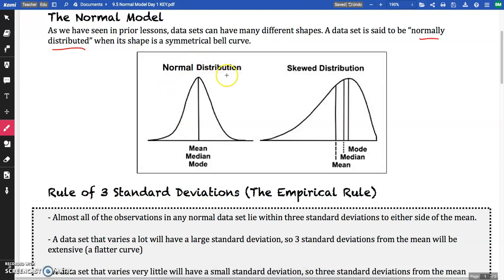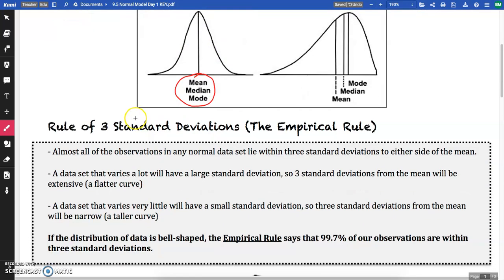The difference between a normally distributed data set and other ones is typically that the measures of center are all equal. They're all the same value if you calculate all three, and they're all right in the middle, like the true center of the data. That's what makes it symmetrical.